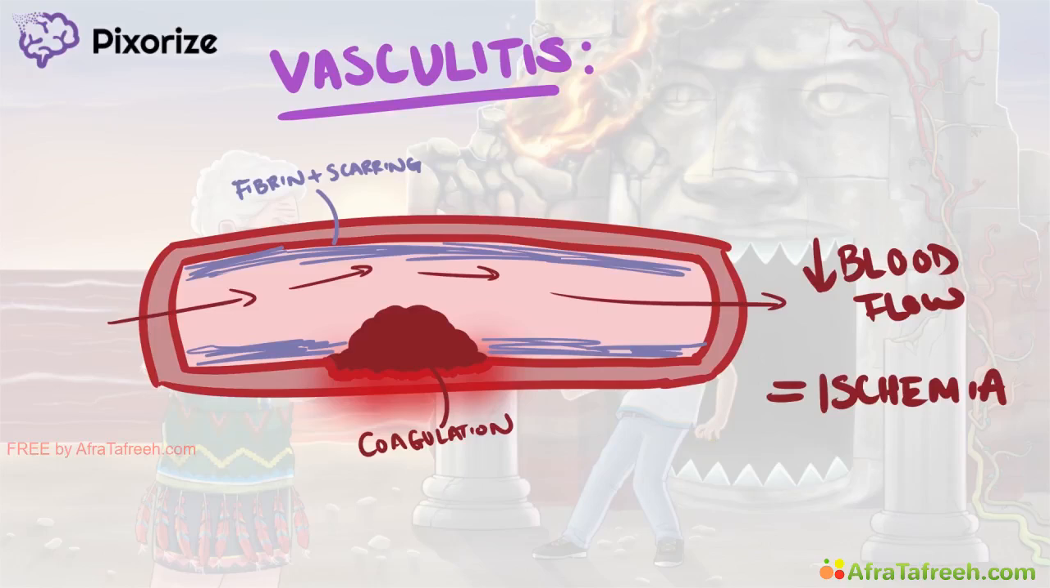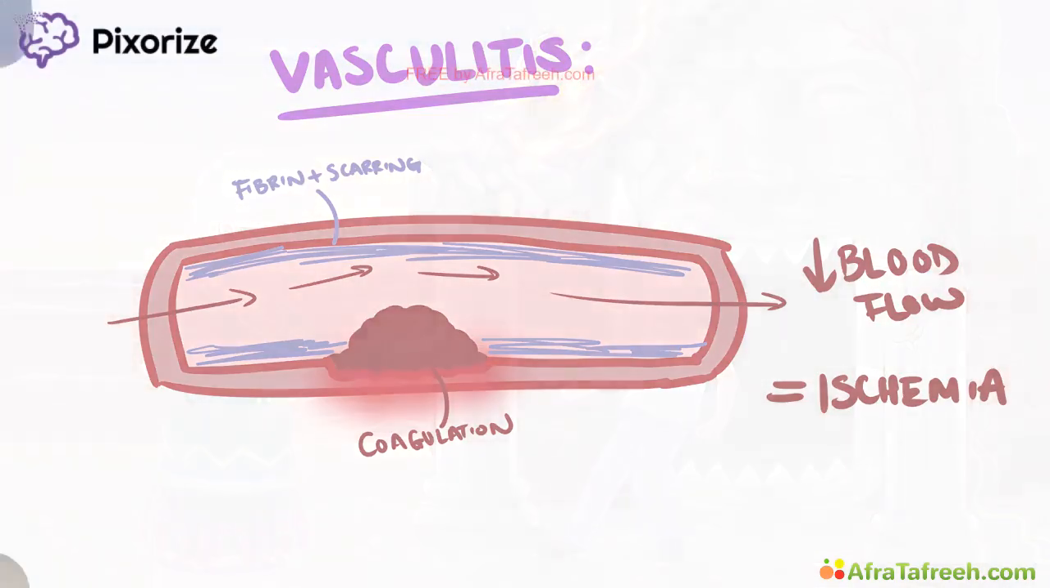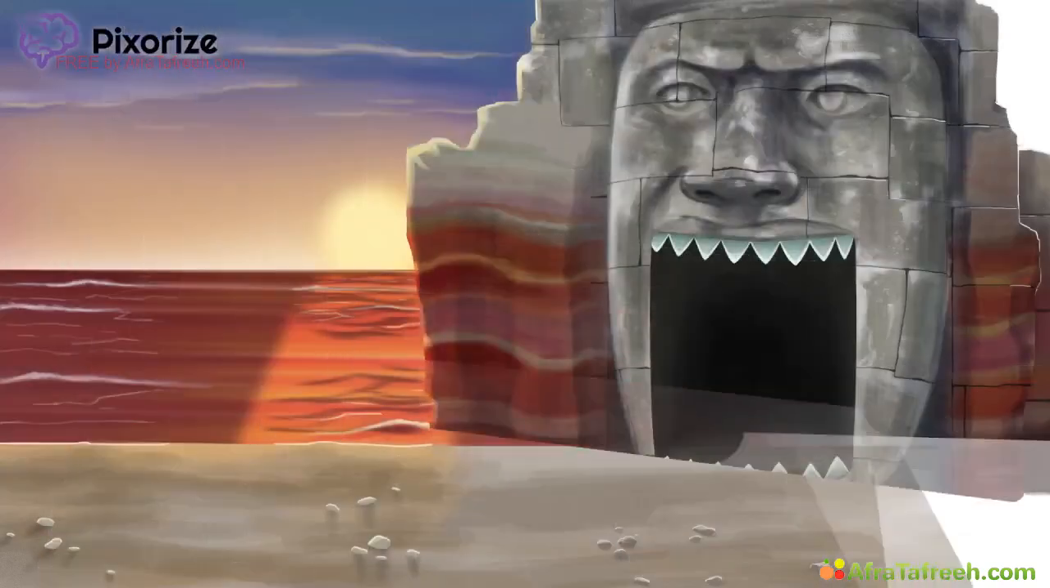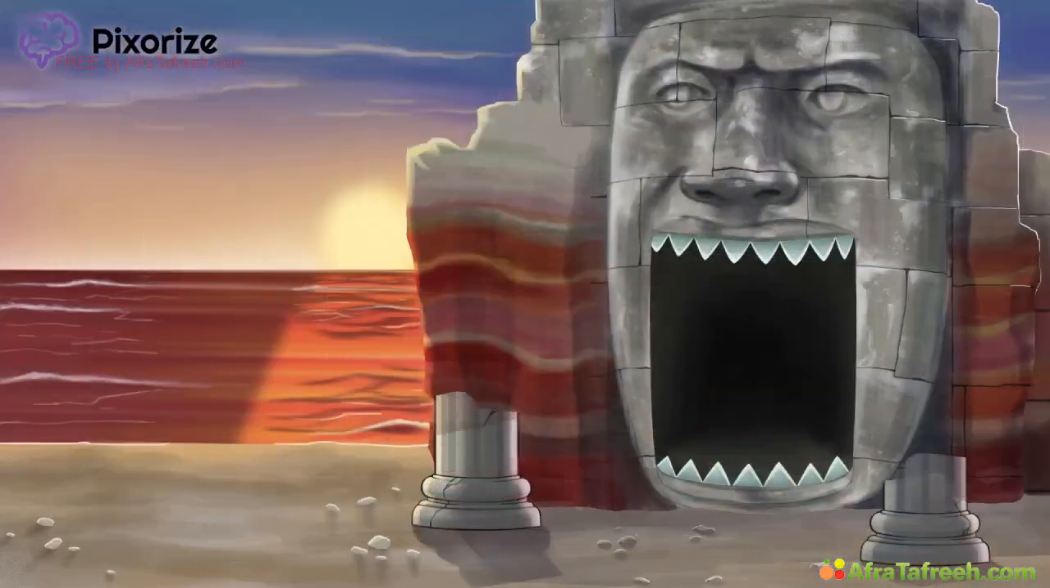This relationship between vasculitis and ischemia is an important one, and it will help us explain some of the findings we'll touch on in this video, so be sure to keep this relationship in mind. Alrighty then, let's head on over to the site of our scene, the ruins of some prehistoric civilization.